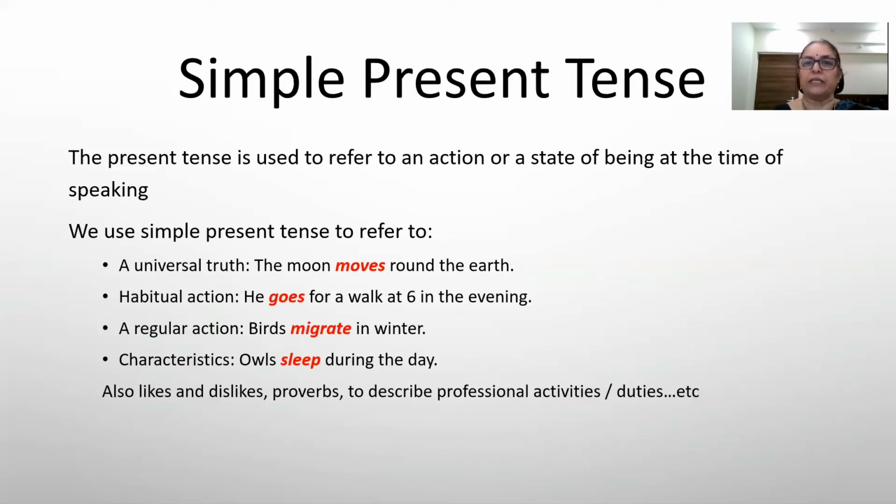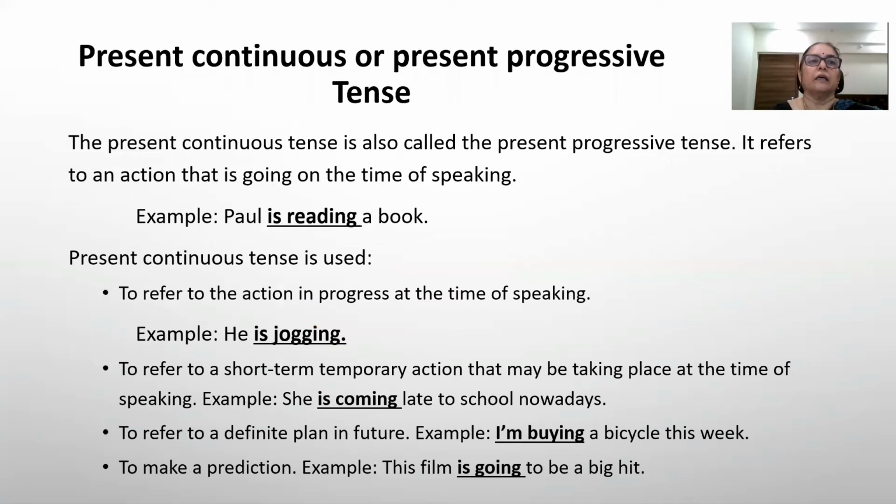in simple present tense. Next, present continuous, which is also called present progressive tense. Now, this present continuous tense, which is also called present progressive tense, refers to the action that is going on at the time of speaking. That means when you are speaking, at that time, the action will be going on. Now I am teaching you the present continuous tense, which is also called present progressive tense. That is happening at the time you are speaking.